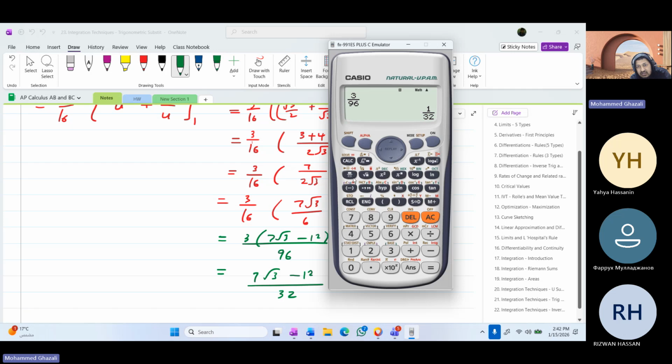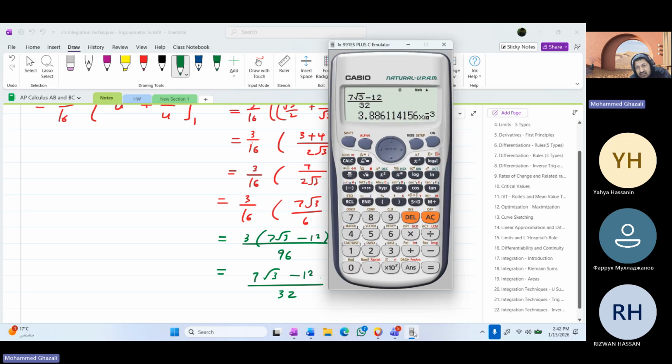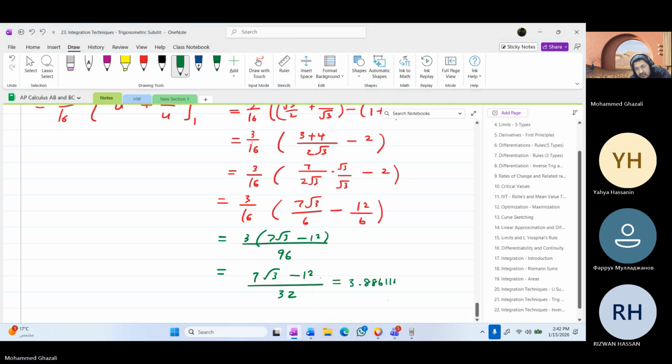So I want to check this. 7 square root of 3 minus 12 over 32. My answer is, whoa, my answer is so tiny. 3.886 times 10 to the power negative 3. In other words, you're dividing by 1,000, right?